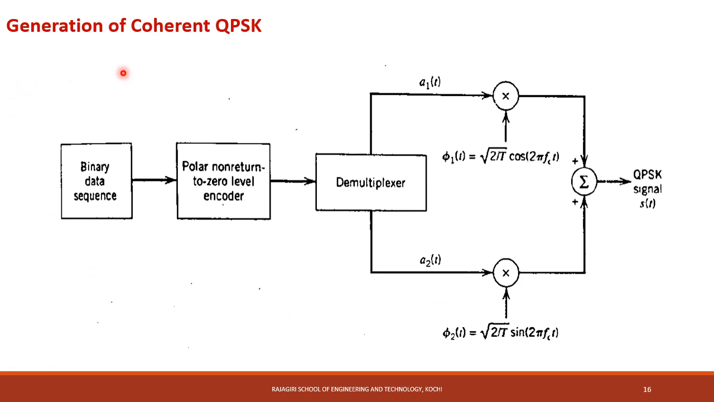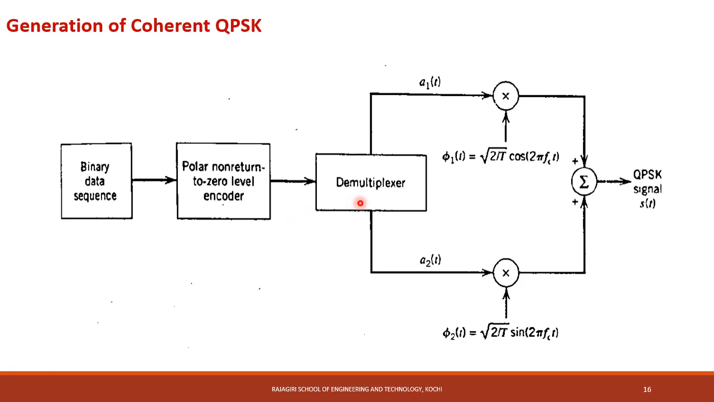Now we will look into the generation and detection of coherent QPSK. This is the block diagram of a typical QPSK transmitter. The incoming binary data sequence is first transformed into a polar form using a non-return to zero level encoder. So the symbols 1 and 0 are transformed into a binary wave of amplitude plus root Eb and minus root Eb. This is then given to a demultiplexer.